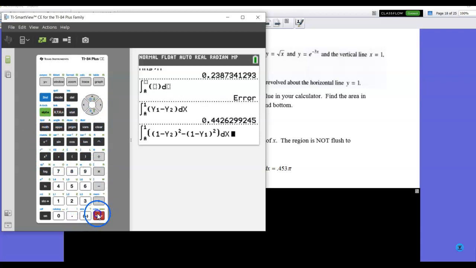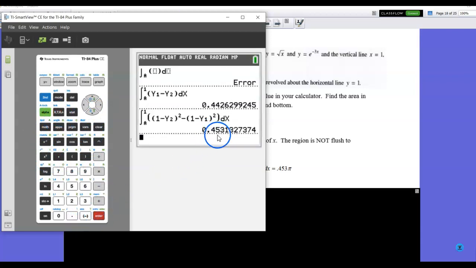X, enter, and as you can see, there's my 0.4533, and I have to remember to put the pi on it, otherwise I'm not going to get the answer. So instead of trying to remember putting the pi on the end, because a lot of times when you're in a stressful situation, you might just record that answer and think you're done.